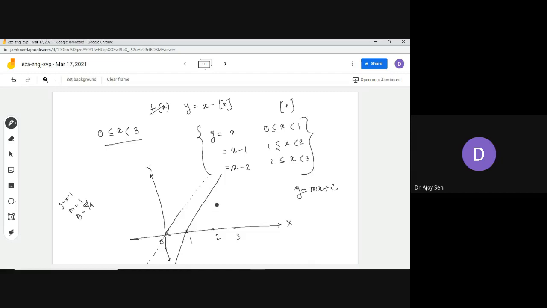But which part are you considering? You are only considering the part lying between 1 and 2. So you are considering only that part, from this to this. For x lying in this region, you get y only in this part. We are not taking this part, we are discarding these. In this way, if you draw y equals x minus 2, this will be another straight line, and it will be like this.